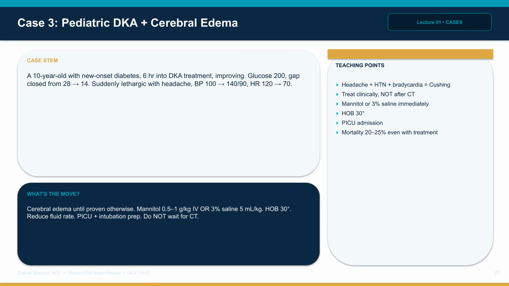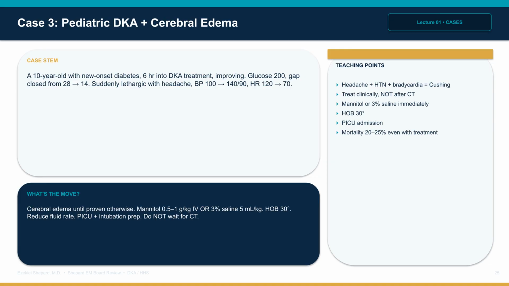Case 3. A 10-year-old with new-onset diabetes is 6 hours into DKA treatment. He has been improving. Glucose is now 200. The anion gap is closed from 28 to 14, but over the last 30 minutes he became lethargic with a headache. His blood pressure has climbed from 100 to 140 over 90, and his heart rate dropped from the 120s into the 70s. This is cerebral edema until proven otherwise.